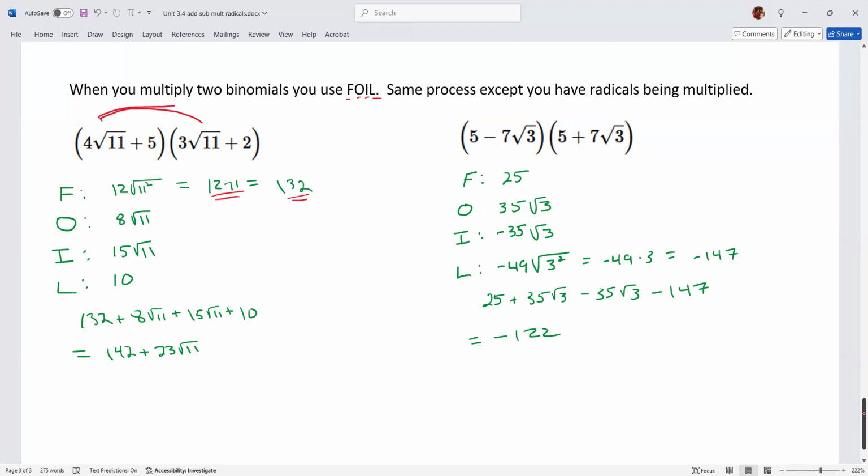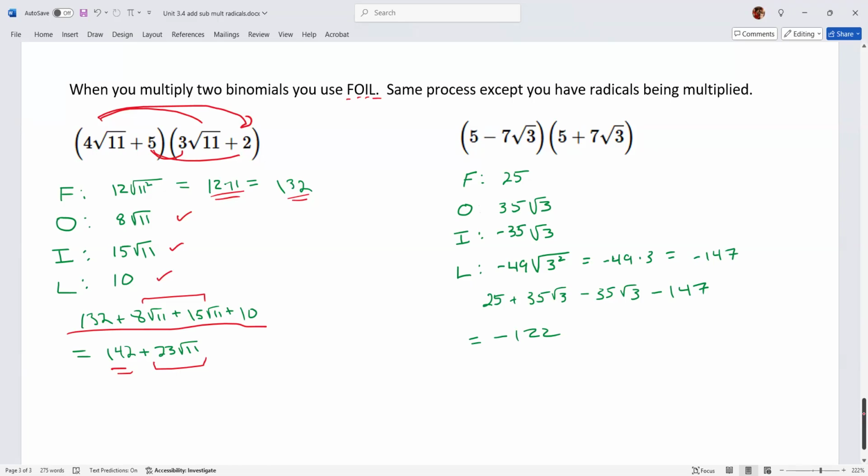Outside, multiply the outsides. 4 times 2 is 8, so that'll be 8 square root of 11. Inside, just multiply those, 15 square root of 11. And then last would be 10. So when I add up all of the results of the FOIL, here is the expression. I can combine the numbers to be 142. These are like radicals here, so I just add their coefficients, and that's the simplified answer.